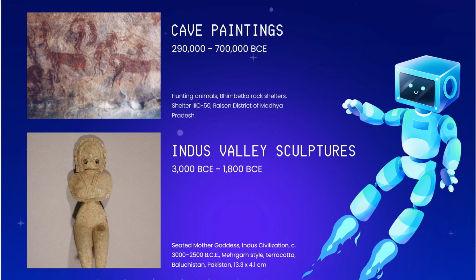So the first evidence of art in India comes from rock paintings, with the oldest being the Bhimbetka petroglyphs in central India, dating back to 290,000 to 700,000 BCE, and the earliest known sculptures were created by the Indus Valley Civilization between 2500 BCE to 1800 BCE.